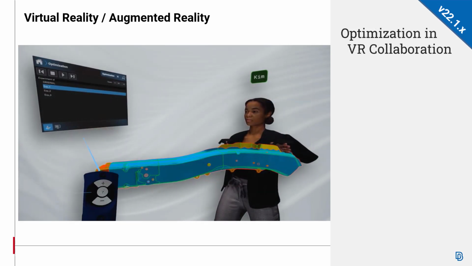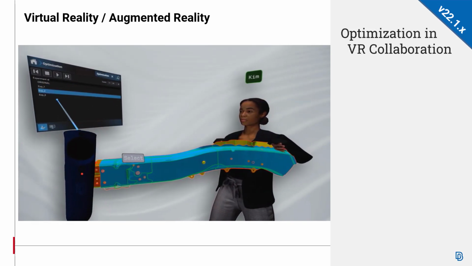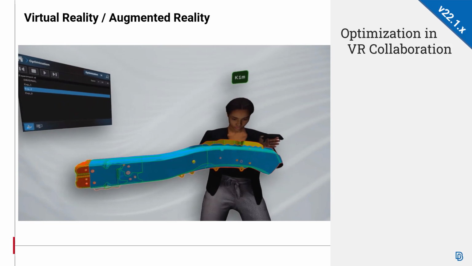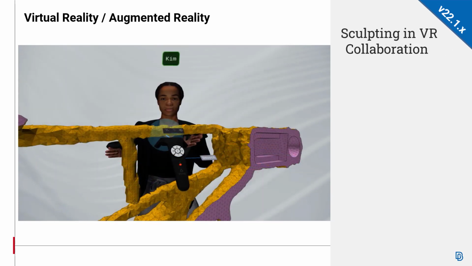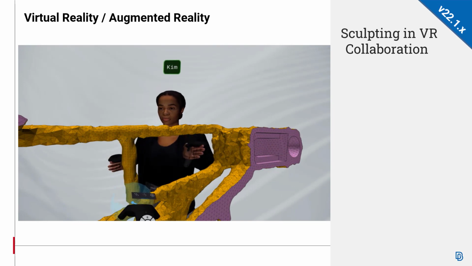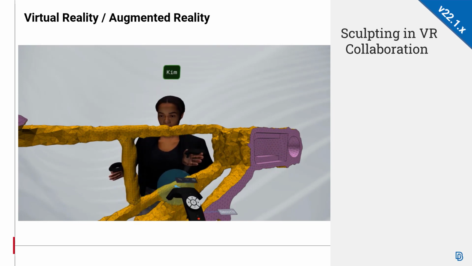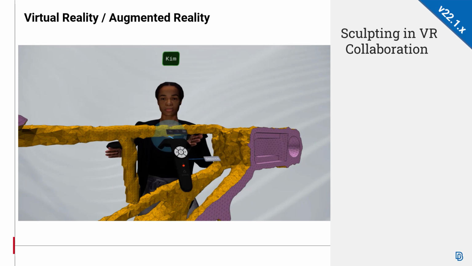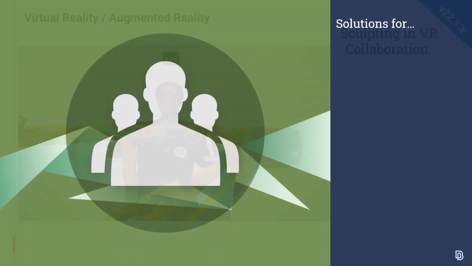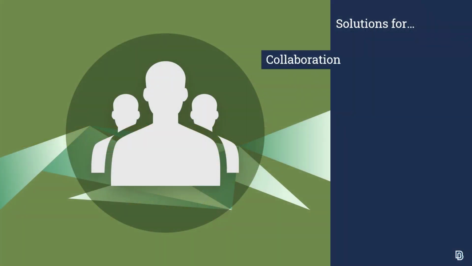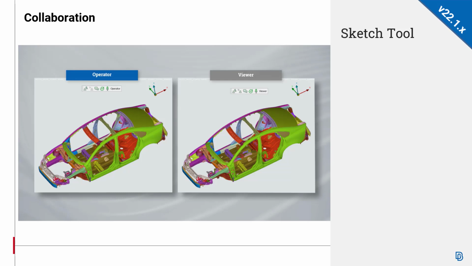DOE experiments can now be selected and examined while in VR collaboration. And the sculpting tool is now available in VR collaboration, allowing to smooth or add material to topology results. Regarding the collaboration tool, it is now possible to use the sketch tool in collaboration from desktop users.